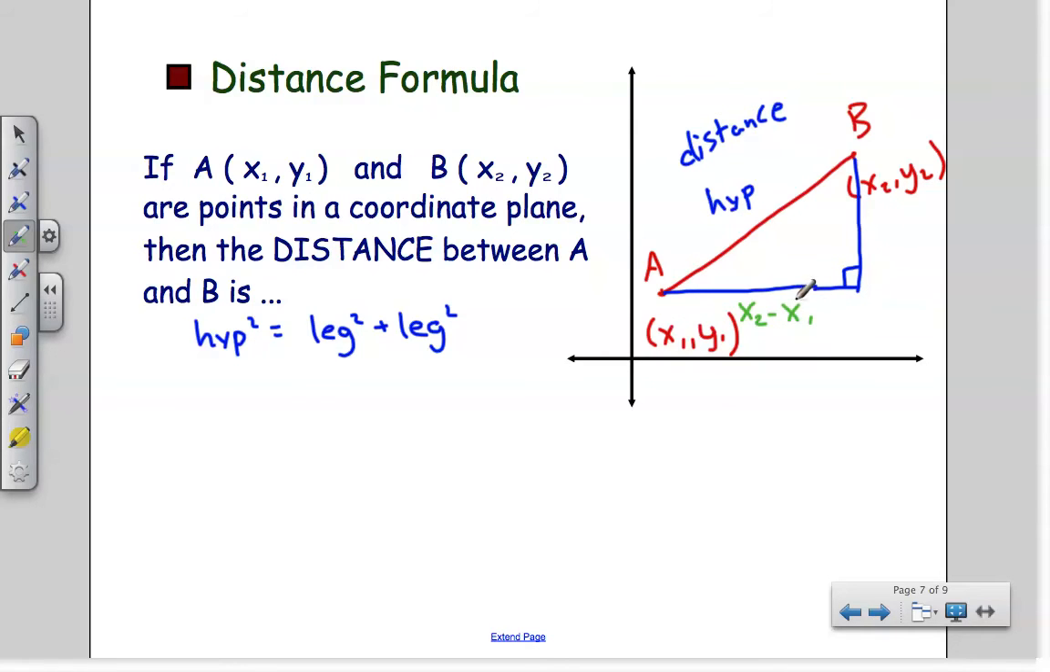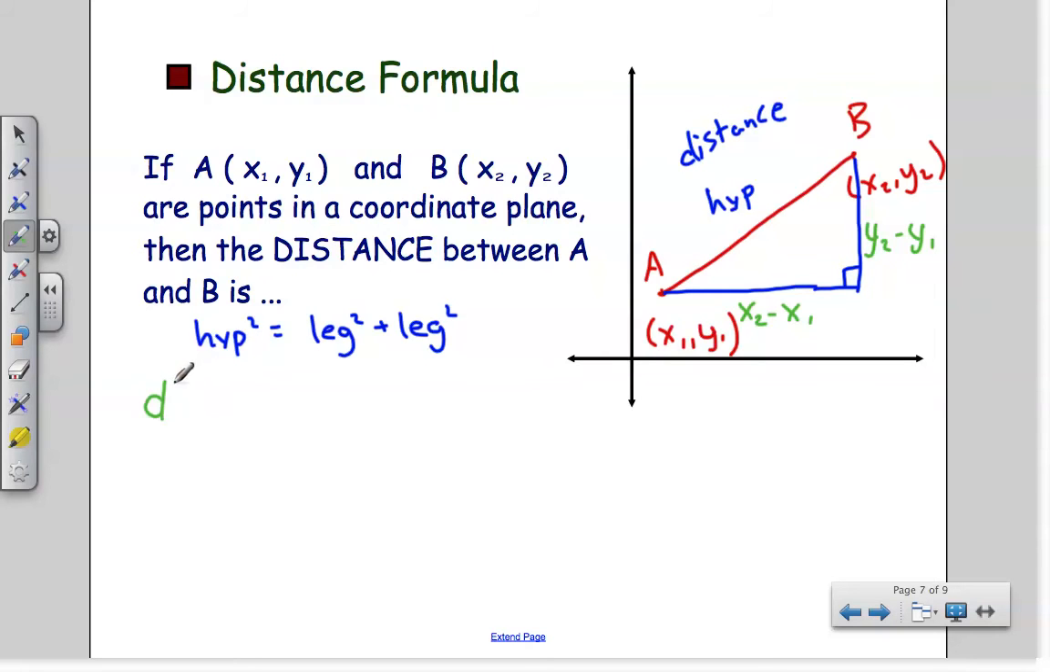So this leg is x sub 2 minus x sub 1. What's this leg? This leg is vertical. It goes up and down, and what variable goes up and down is y. If I want to know how high this is from one to the other, I take the y of the second minus the y of the first. Again, for instance, if B was up at 10 and A was at 3, I would do 10 minus 3 and get 7. Okay.